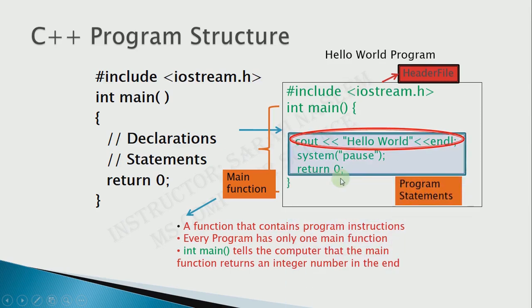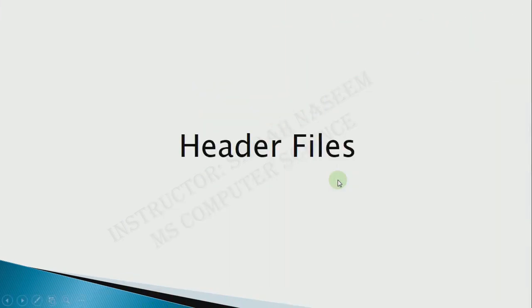All the statements in the main function are basically the program statements, starting from the top till the bottom. That means cout hello world will be executed first, then system pause, and in the end return 0 will be executed and the program will come to an end. So this is a summary of the basic program structure. Now let's look at the header files in detail.